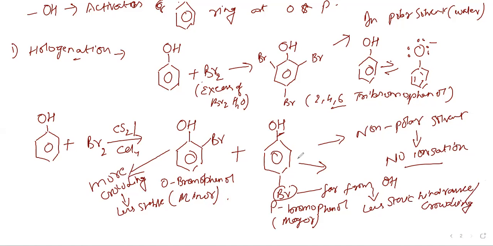Due to which this isomer, your para isomer, would be more stable, so this would be in major quantity. It is the same thing here, where the ortho isomer would be in minor quantity and your para isomer would be in major quantity. The reason would always be the same. Now let's quickly look into the other reaction, which is your nitration.